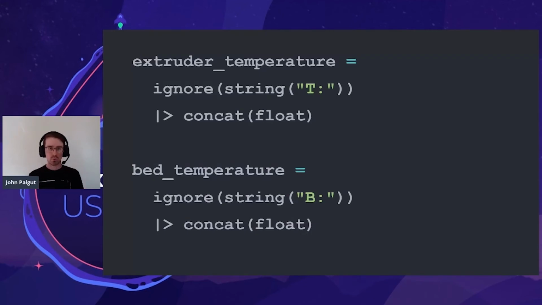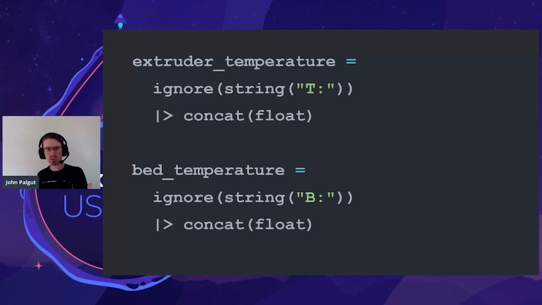So this is a parser for extruder temperature. We're saying, hey, extruder temperature starts with the string T:, and we don't actually care about that part. We care about the floating point value that comes after that. And similarly, here's a bed temperature parser. It starts with B:, and we don't actually care about that part, so you can ignore it. But we do care about the float that comes after that, so we're going to return that.